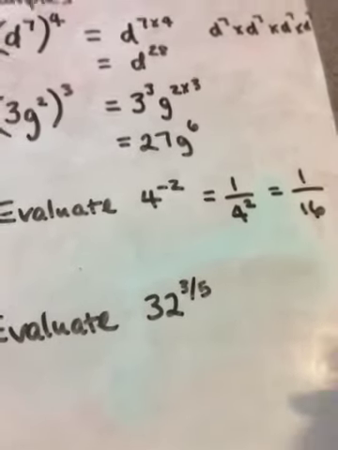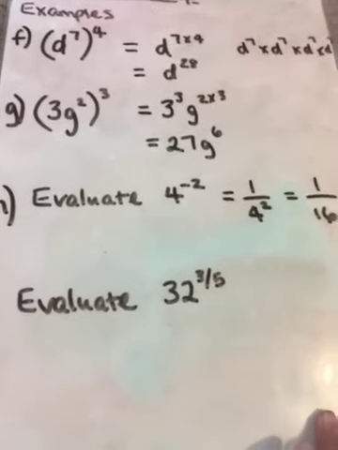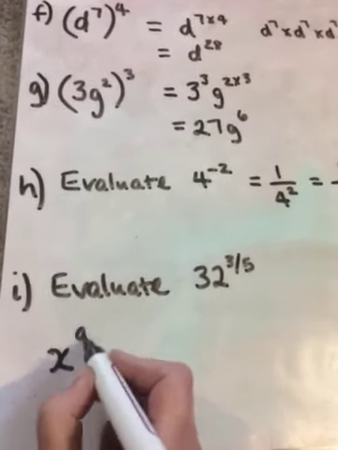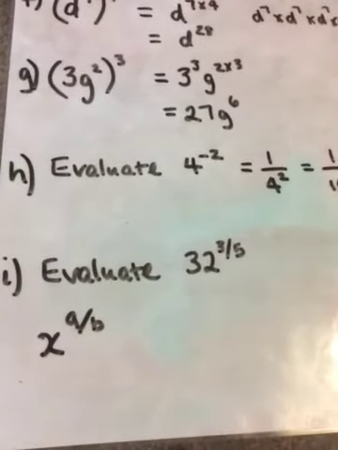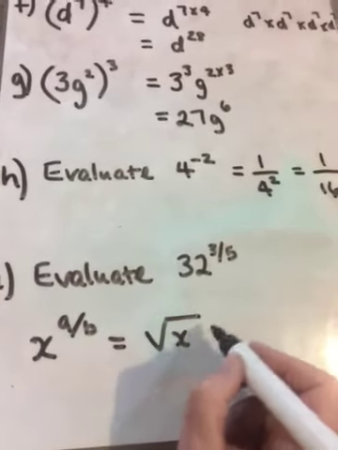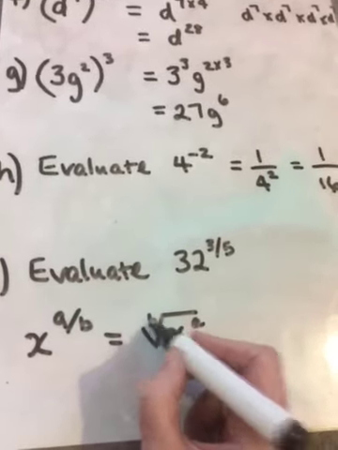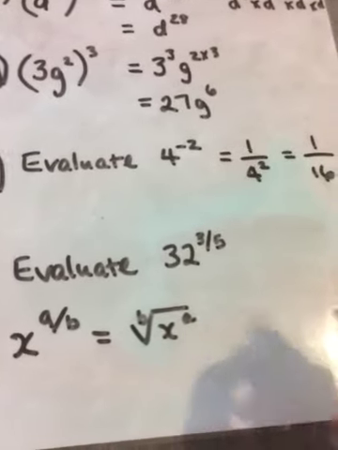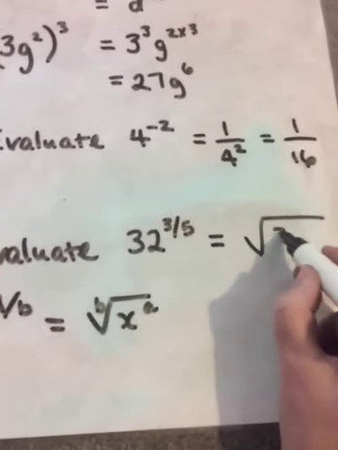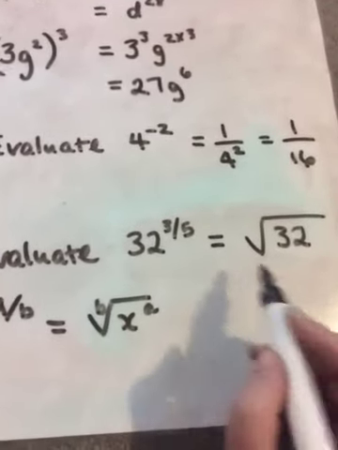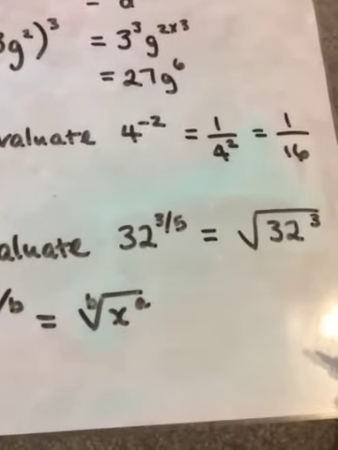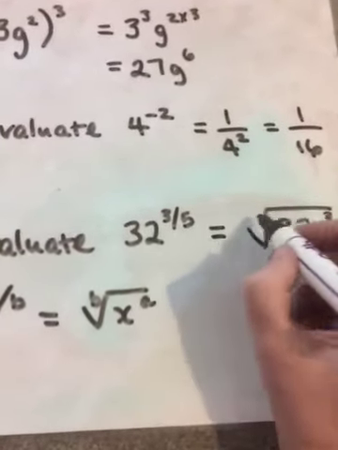The last example here is remembering the rules of roots. And if you remember, if we have anything to a fraction, then we can change it into a root, where we have x to the power of a over b, and this is going to be the bth root. So if we want to rewrite this, we're going to put the 32 underneath a root sign. We're going to put the top number as 32 cubed, and we're going to put the bottom number as the root.